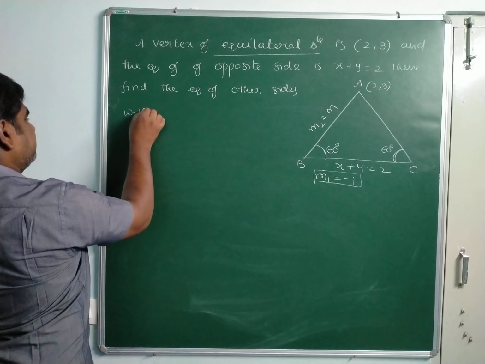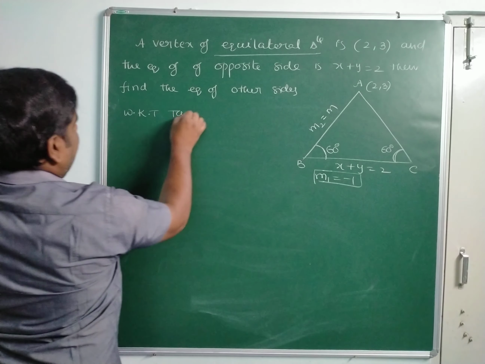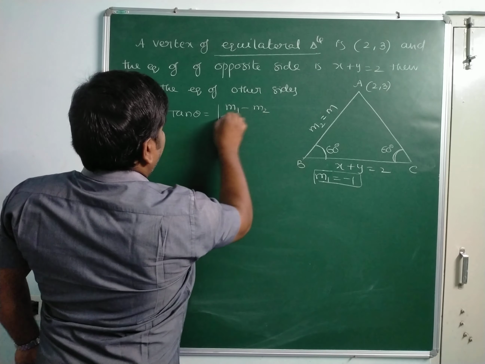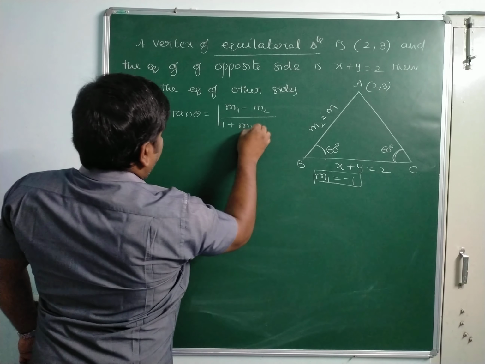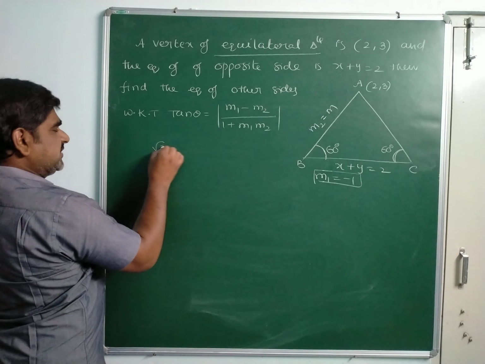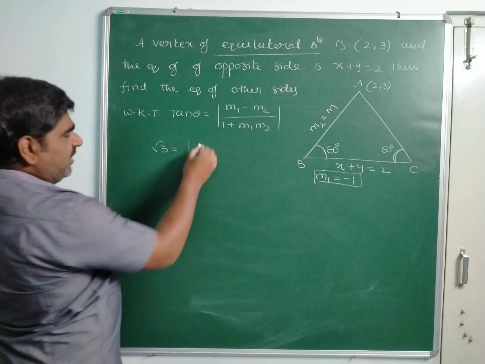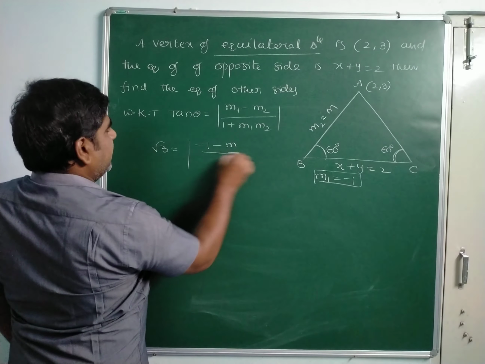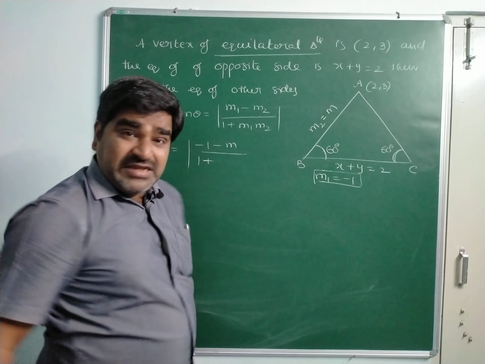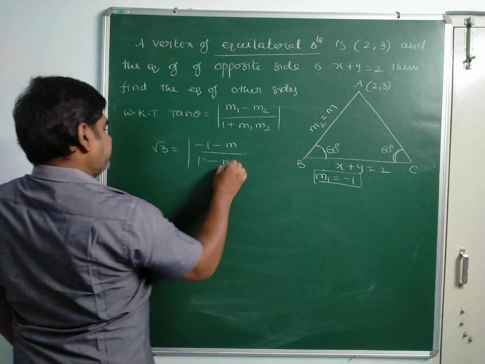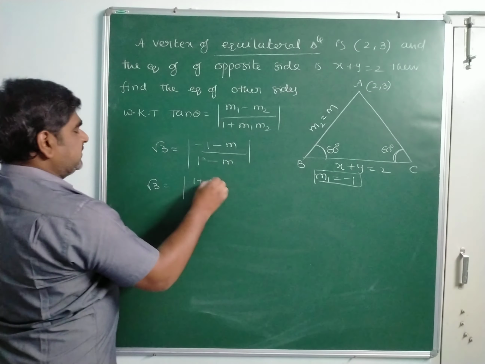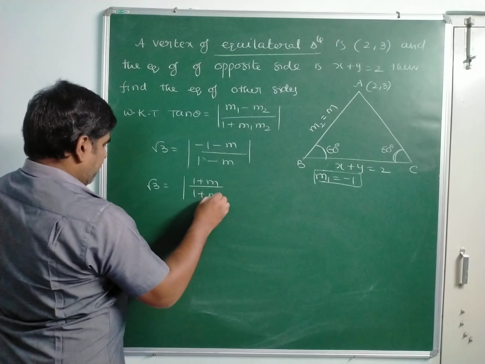We know that tan theta is equal to modulus of (m1 minus m2) by (1 plus m1 m2). So tan theta means tan 60, root 3, is equal to m1 means minus 1, minus m2 means m, by 1 plus m1 means minus 1, m2 means m. So it is 1 minus m. So root 3 is equal to modulus of (1 plus m) by (1 minus m).